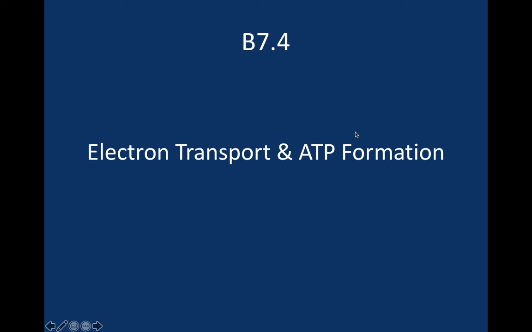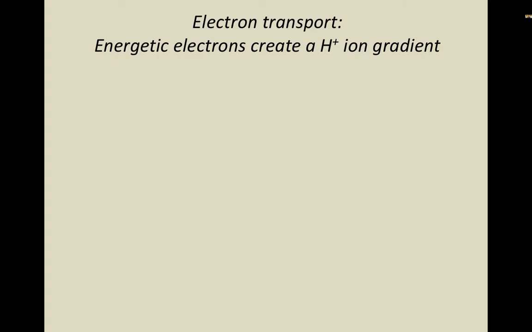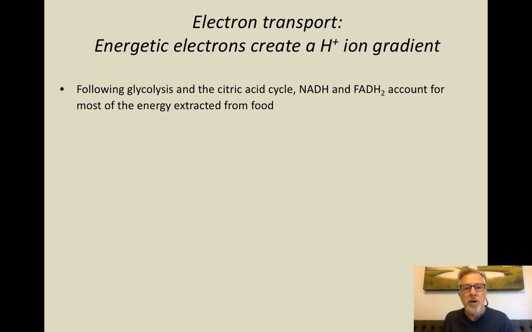Well, welcome back, everybody. Now that we have discussed the first two parts of cellular respiration, glycolysis and the citric acid cycle, we are ready to take a look at electron transport and the generation of ATP. So let's get started. Following the first two processes of glycolysis and the citric acid cycle, NADH and FADH contain most of the energy extracted from the food. The rest has been lost as heat.